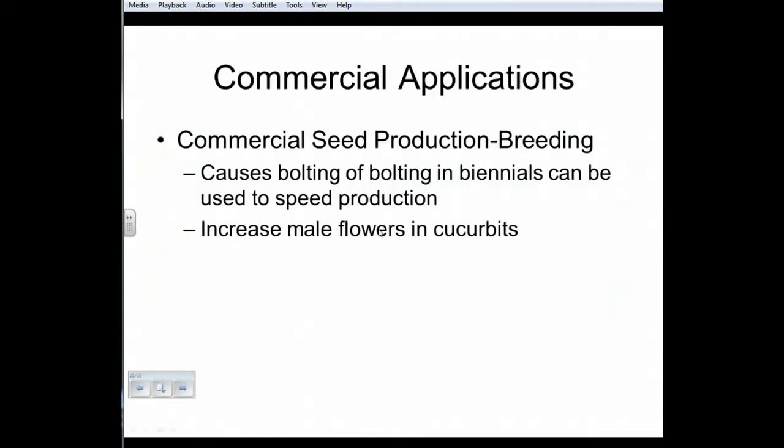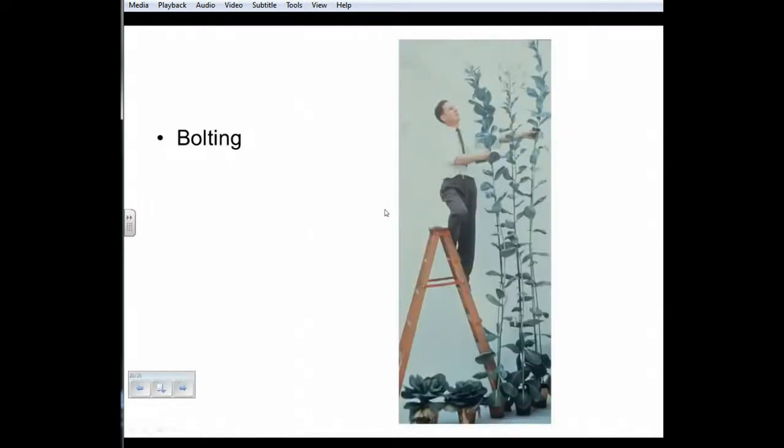Commercial bolting, so you can do seed production. Did I already say that? Here's a classic picture in plant physiology. One of the first hormones that we started messing with was gibberellic acid. And this was made in Beltsville, Maryland at the USDA facility there. This is tobacco bolting. So you can probably tell which ones were sprayed with GA and which ones weren't. Quite a difference there.